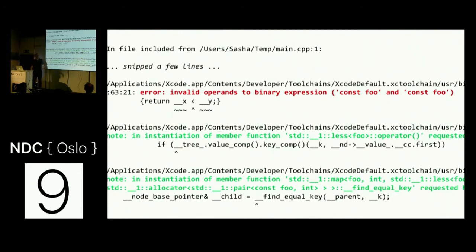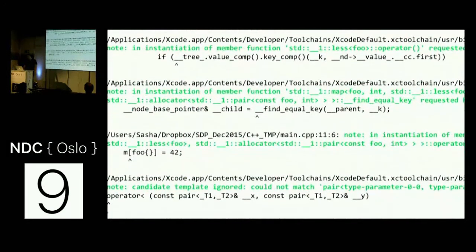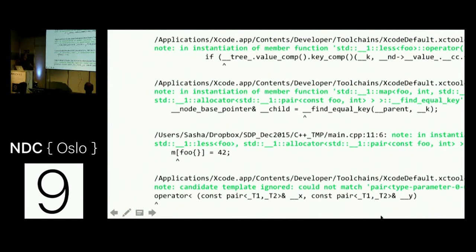So it's telling me invalid operands to binary expression less than, where I am trying to invoke less than on values of type const foo, and foo is the key type in my map, which doesn't have the less than operator. But then if you look at some of the further notes emitted by the compiler, there's a bunch of nonsense here. So why do I care about something called a tree with a value comparer? And if you look a little lower, it has some ridiculous stuff about not being able to match the operator less than for pairs of whatever.